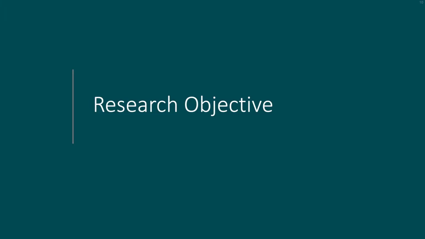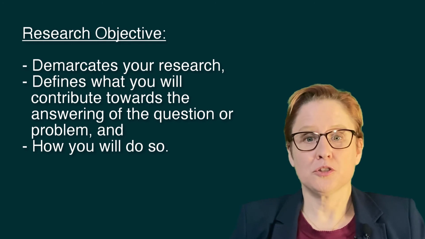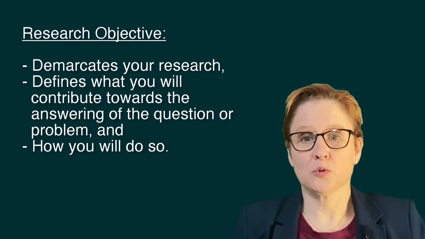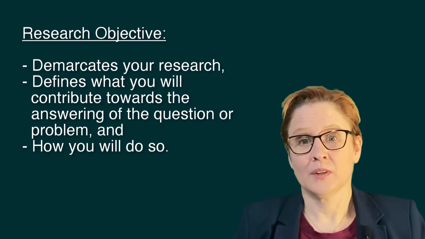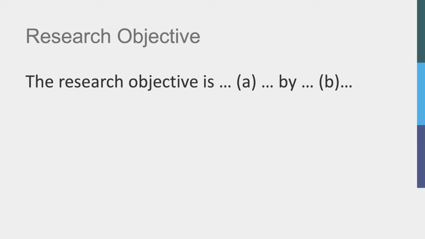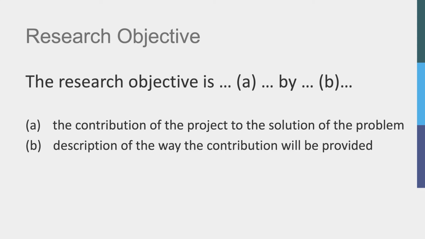With the research space now established, the next step is to formulate a research objective. In a research objective, you demarcate your research and define what you will contribute towards the answering of the question or the problem, and how you will do so. In a simplified formula form, the research objective is A by B, where A is the contribution of the research project to the solution of the problem or the answer to the question posed, which also includes the context. B is a description of the way the contribution will be provided.